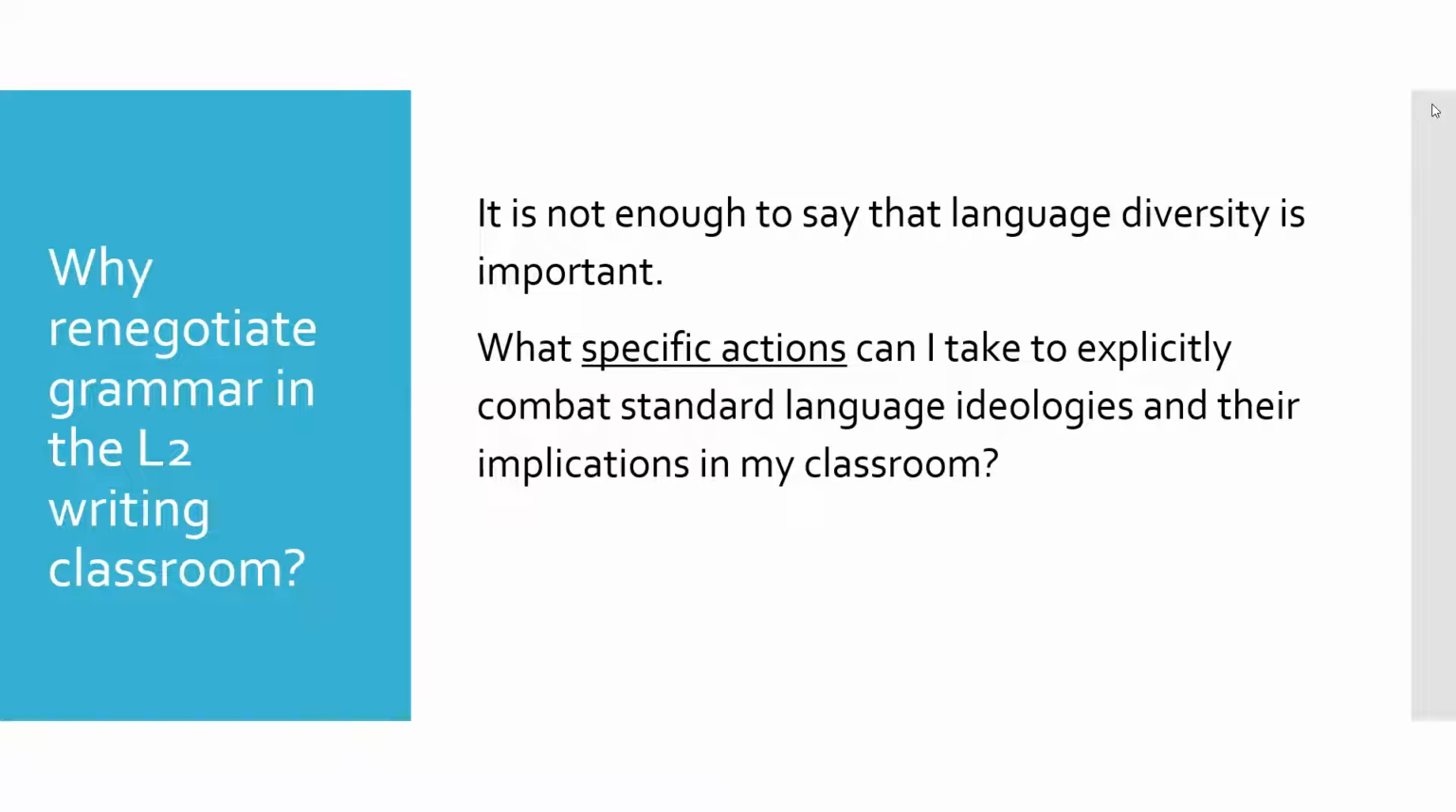So I came to the conclusion for myself that it's not enough to say that language diversity is important, because I've been doing that, right? I understand that varieties of language are important, and different dialects are useful and interesting, but I haven't really been doing very much with them in my class, right? So I was thinking about what specific actions I can take to explicitly combat standard language ideologies and their implications in my classroom.